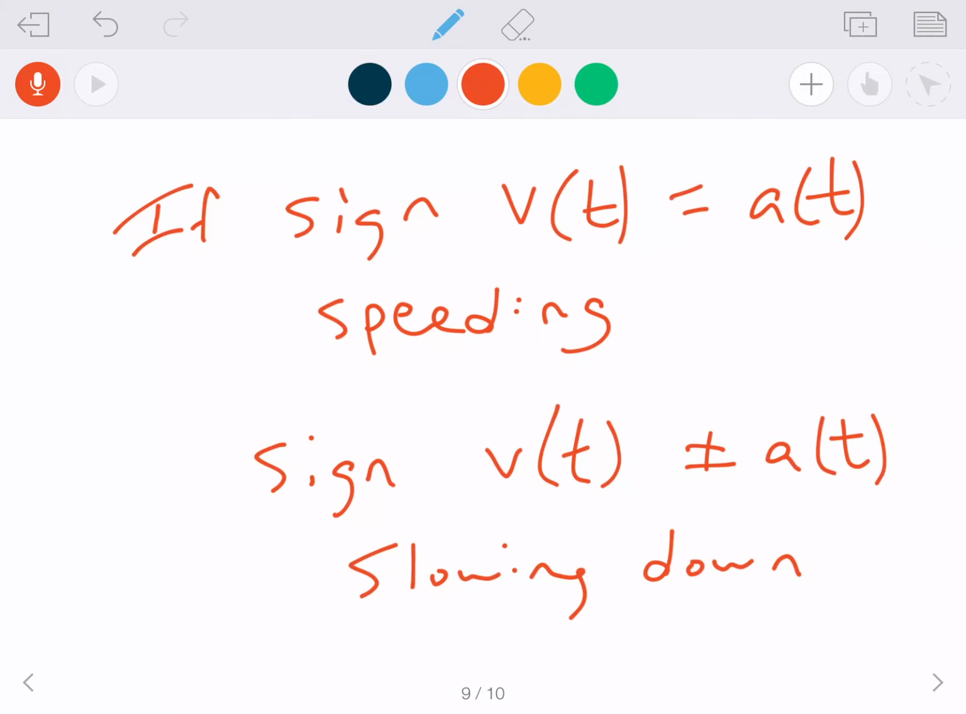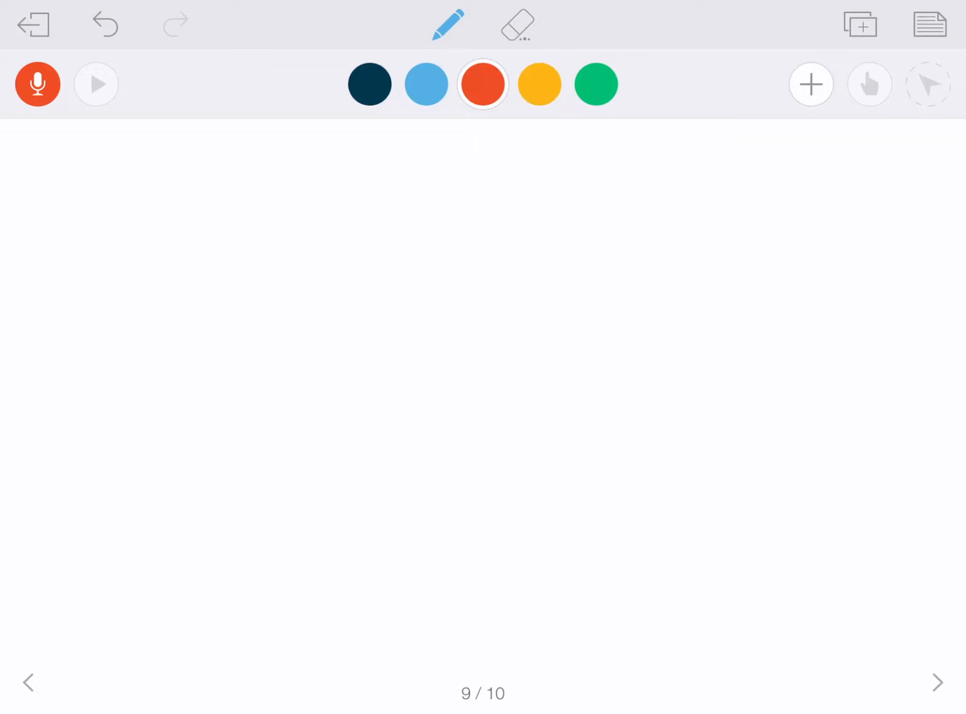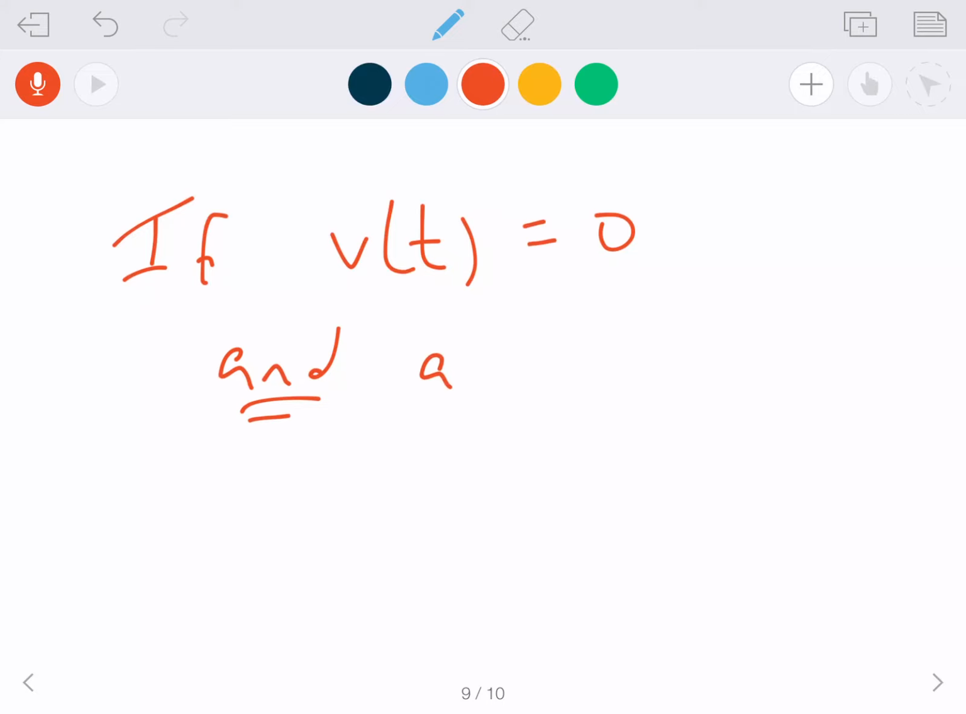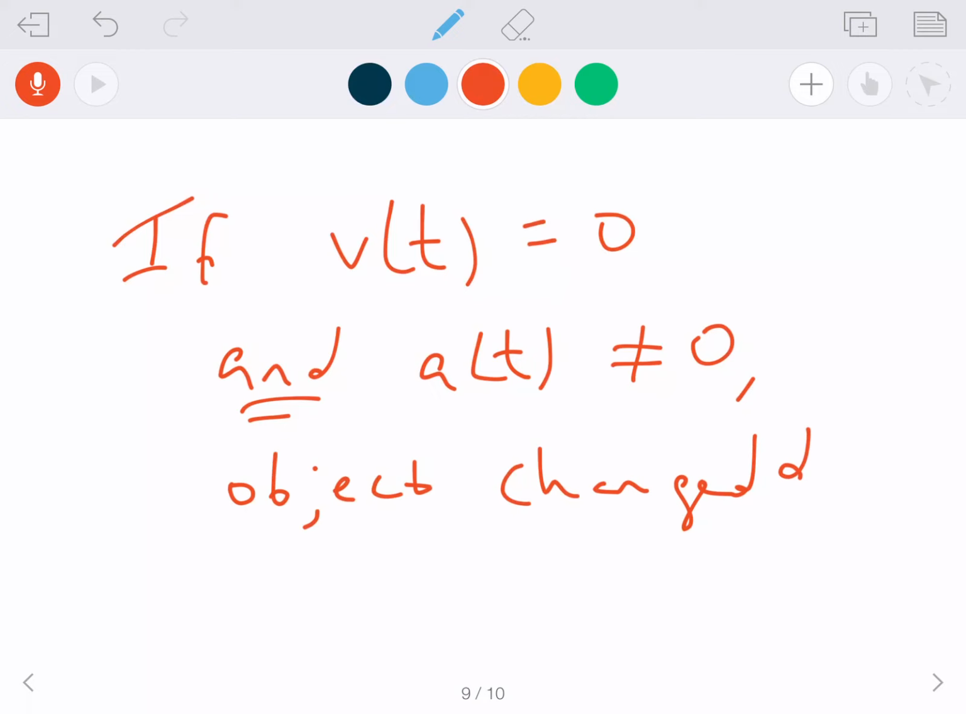The other real common question with these particle motion problems is where is the object changing direction? And here's what you have to know. If the velocity is equal to 0 and the acceleration is not equal to 0, then we know that the object is changing directions. Both of those things have to be true, right?